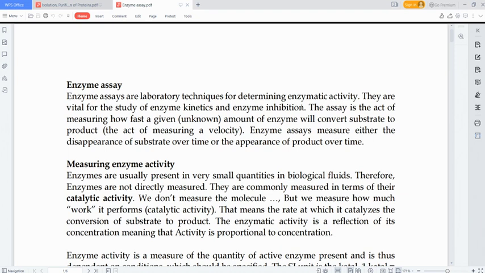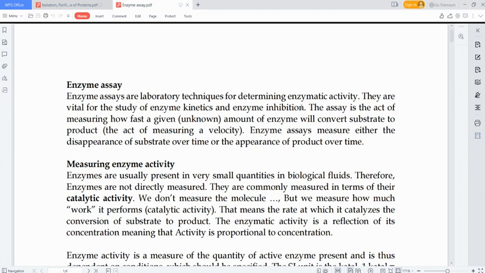Now, enzymes are usually present in very small quantity in biological fluid, therefore they are not directly measured. Because of the low concentration of enzymes, it's difficult to measure the quantity of enzyme. So instead, you measure how it's working. Instead of measuring the amount, you measure how it is working. They are commonly measured in terms of their catalytic activity.